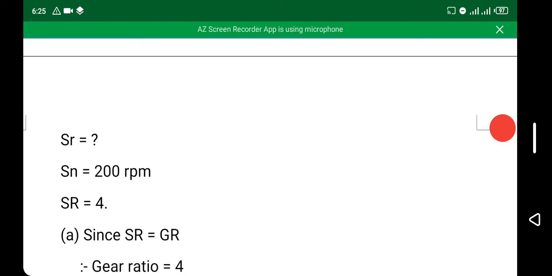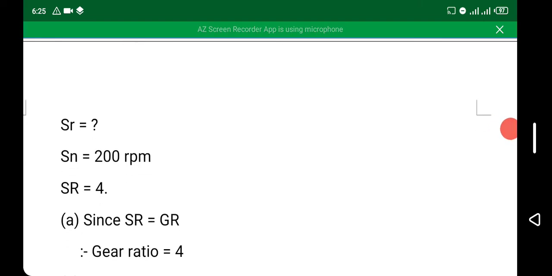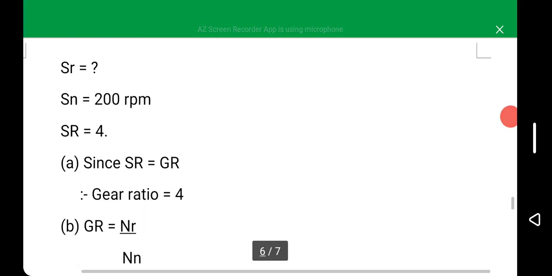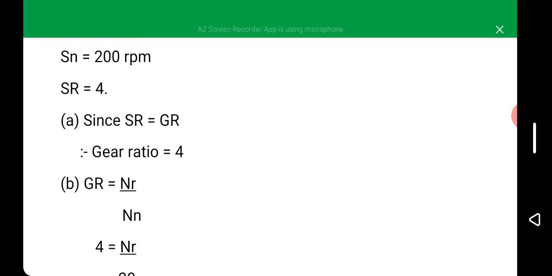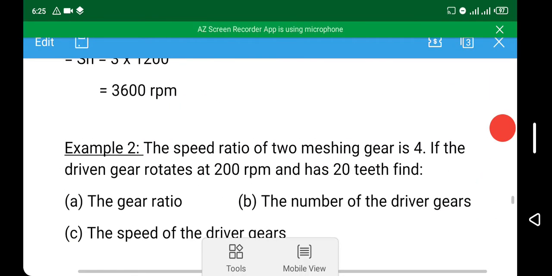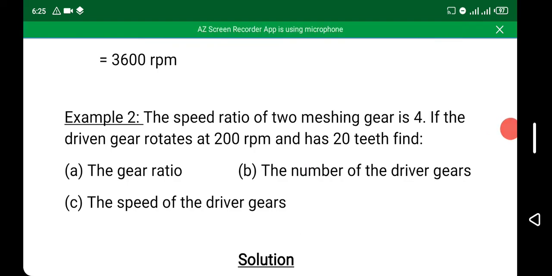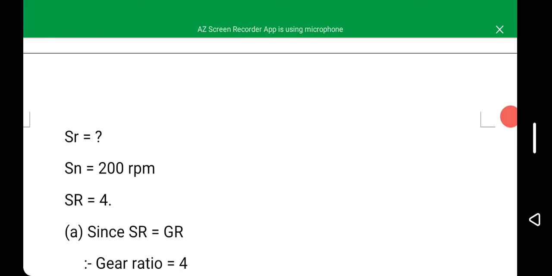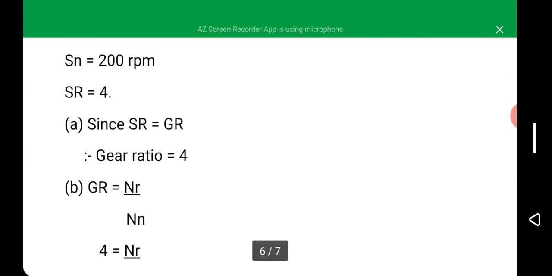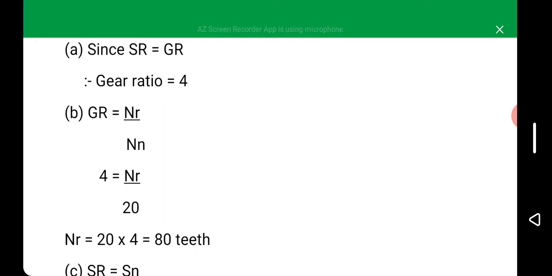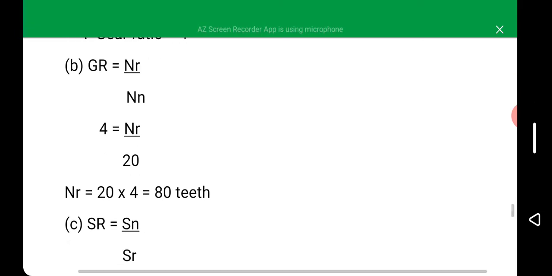Since we are given the speed ratio, that is the first thing in the question, which is 4, when we say that SR is equal to GR, automatically our GR will be what? Will be 4. Now, to get the second part, they ask us to find the number of teeth of the driver gear. Since we know the value of the gear ratio, you just write the formula, you put the 4, and NR is the one we are looking for. And we know the number of teeth of the driven gear to be 20. You just cross multiply, you get 80 teeth.